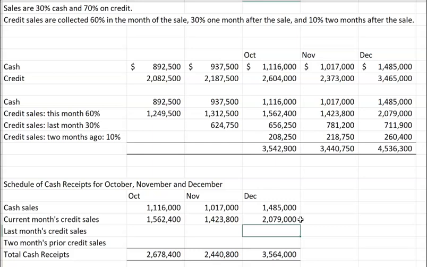Okay. And then the credit sales from last month for October, $656,250. November, $781,200. December, $711,900. And then 2 months prior credit sales. Okay, so that would be the credit sales from 2 months ago, the 10% from August, the 10% from September, 10% from October. So the 2 months prior credit sales, $208,250, $218,750, and $260,400. So that's how it would look on the actual schedule.